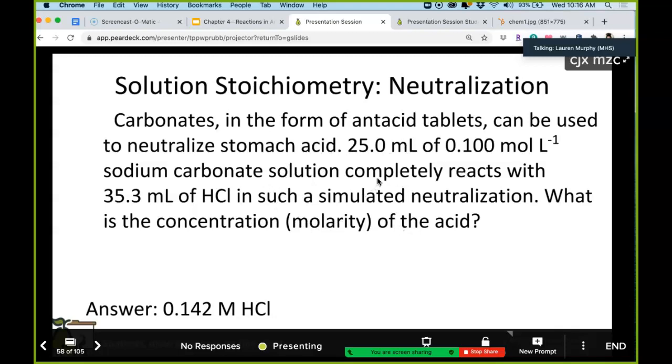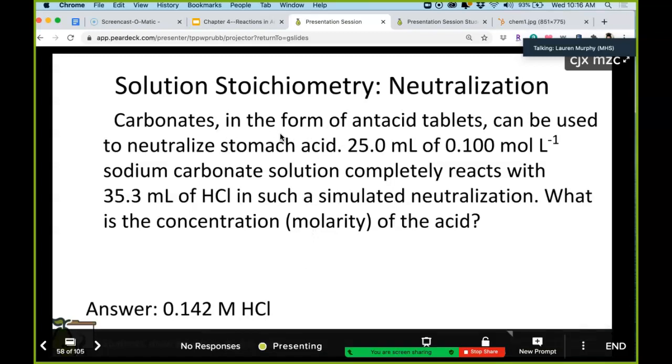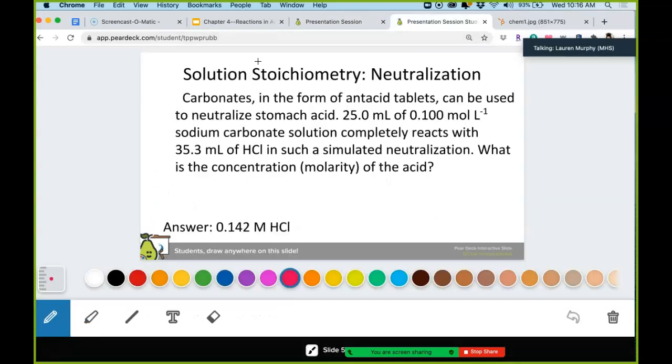At first glance, this looks like M1V1 = M2V2. Okay, I get that. I understand that it looks like that. And there will be a shortcut way kind of like that we can use, but I'm going to show you the true way first. So the first thing you need to do is write out the reaction. So your Tums tablets are antacid tablets that are made of carbonate. Carbonates are basic, so they help neutralize stomach acid. So they're going to use sodium carbonate and they're going to react it with hydrochloric acid.